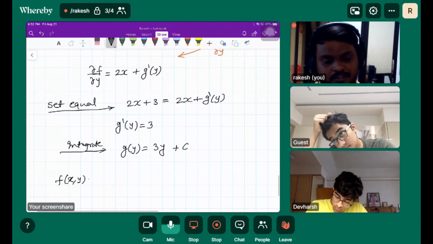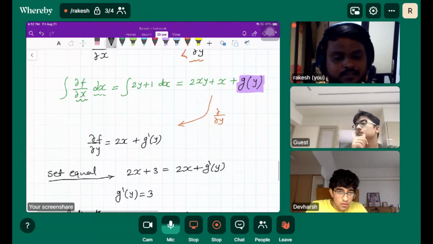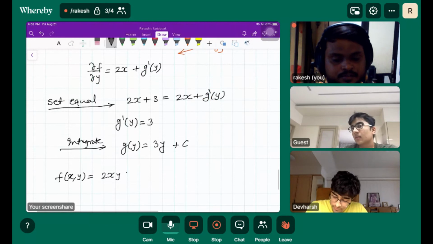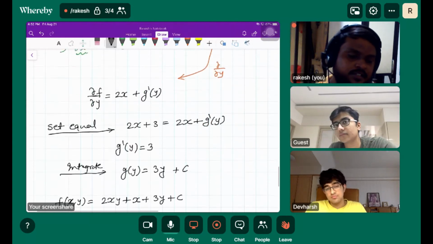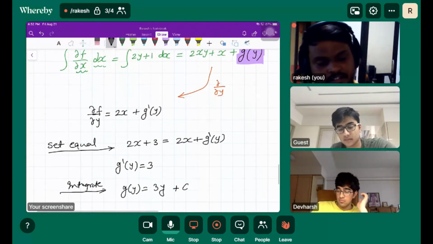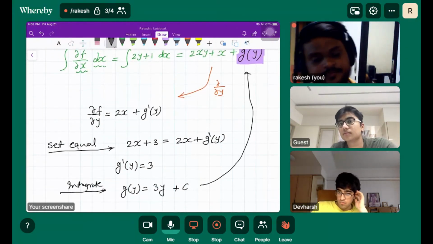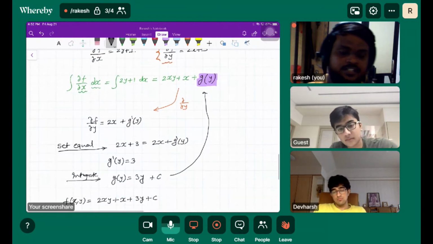f of x comma y will be equal to 2xy plus x plus 3y plus c, right? We'll insert this there. Did you understand this?